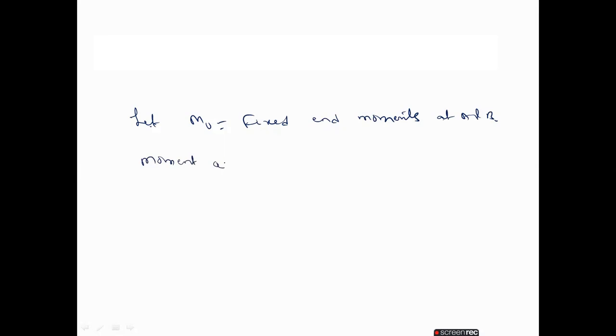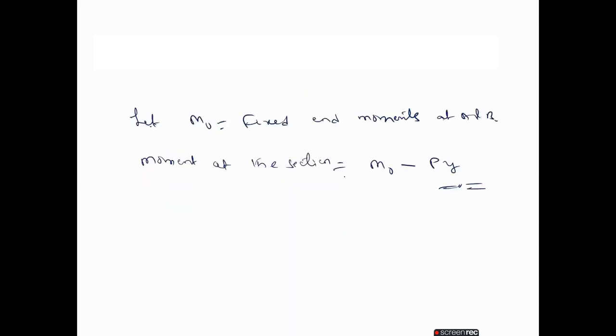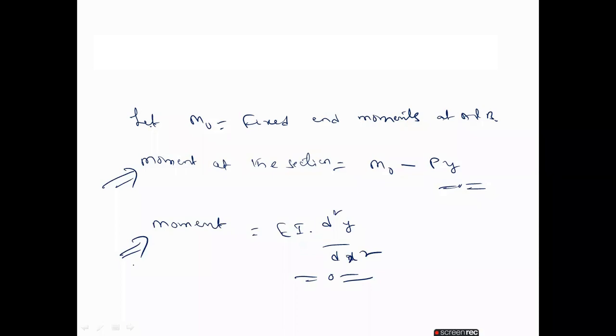And what about the moment at the section? Then the moment at the section is nothing but M naught minus P into Y. Okay, this is the moment at the section. Why? Because if you observe here in this diagram, at the section it is M naught plus P into Y. Okay, so here M naught minus P into Y. But the actual moment, the formula for the moment at the section, is EI into d square y by dx square. Okay, now we have two moments here, at the section and the actual moment. So now equate both moments.